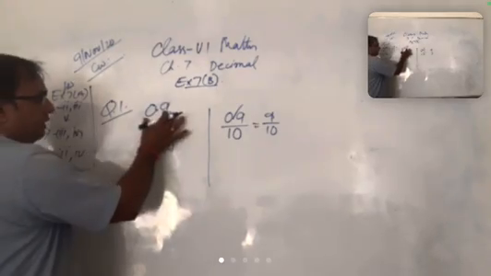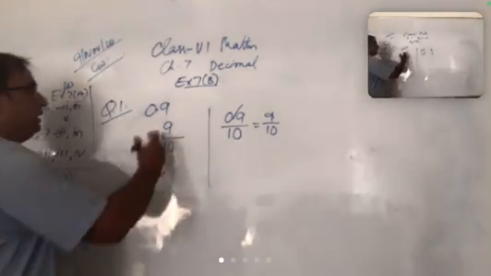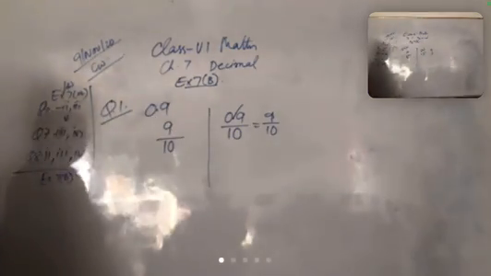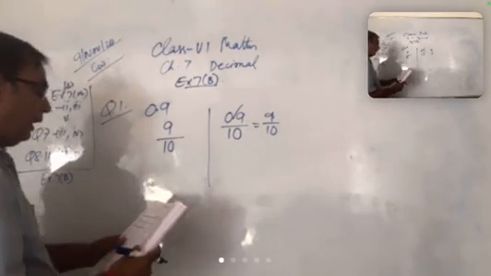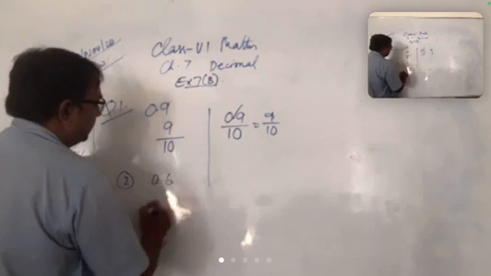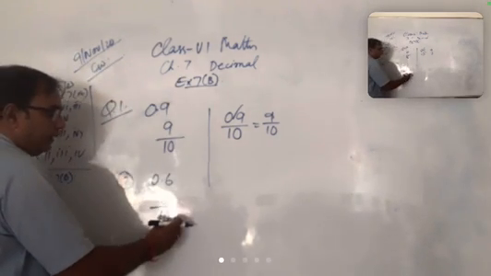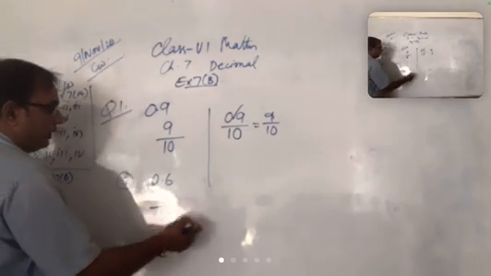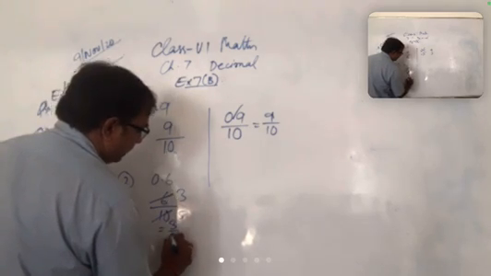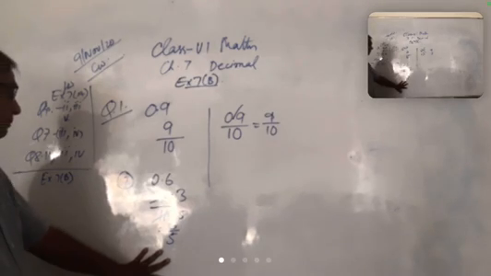Or if it is a small number, you can write 9 tenth. No cancellation is required because we know that the 9 is at the tenth place, so we directly write 9 upon 10. And if question number 2 is 0.6, you can directly write 6 upon 10. And if the number is cancelable, you can cancel it by 2: 3 and 5. Now this is the fraction in the simplest form, 3 upon 5. Is that clear?